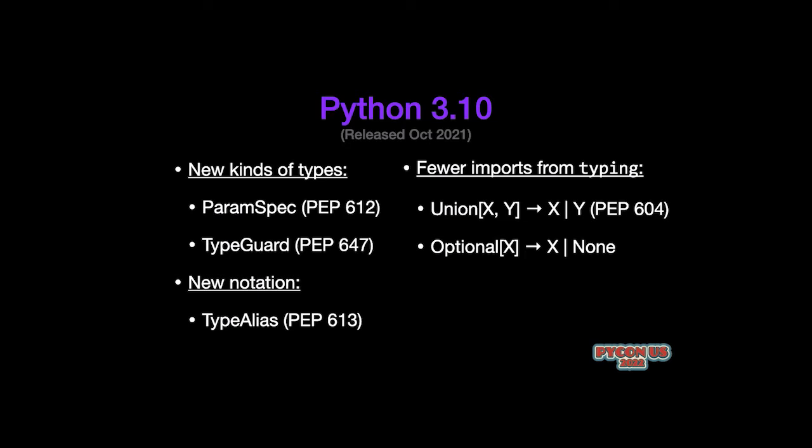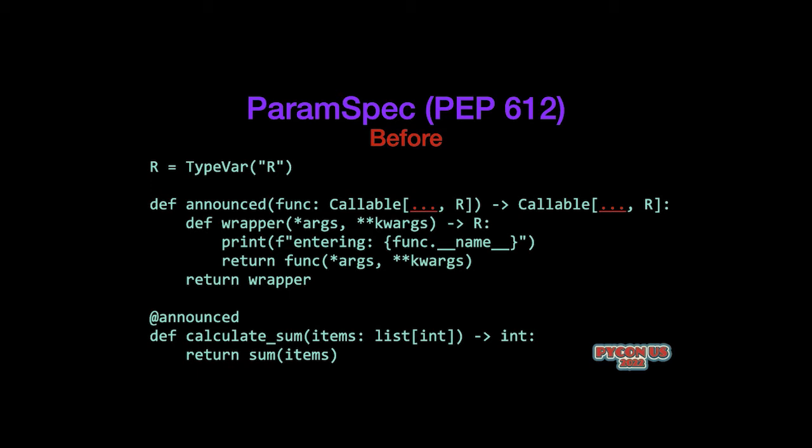We've got four typing-related PEPs here, a couple that are introducing new kinds of types, so ParamSpec and TypeGuard. There's other types of notation that's been added, and one theme that I think is recurring is eliminating imports required from the typing module itself, which makes typing annotations easier to use. So just to go through some of these briefly, I'll show an example of code before the introduction of the feature and what you can do after the feature.